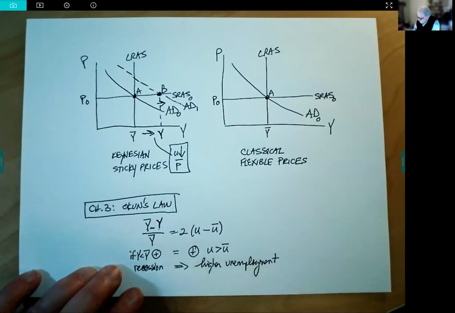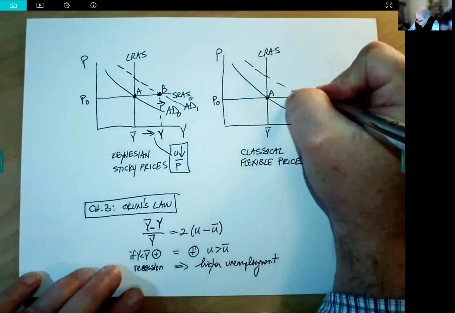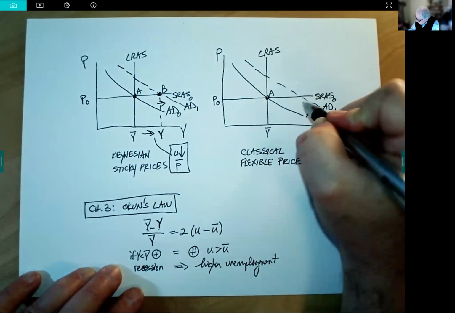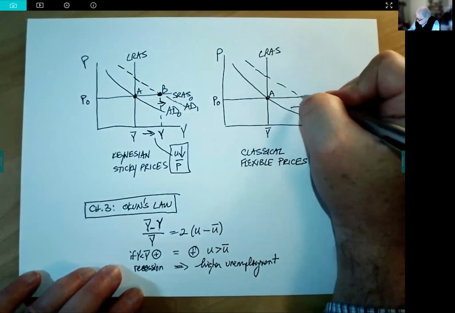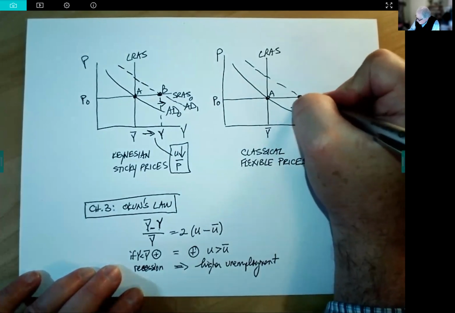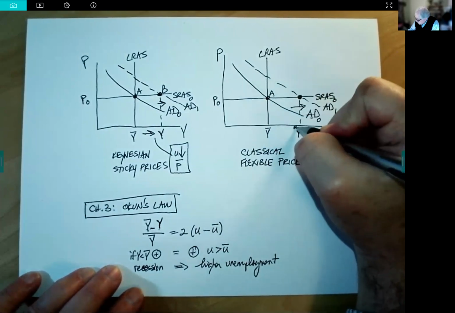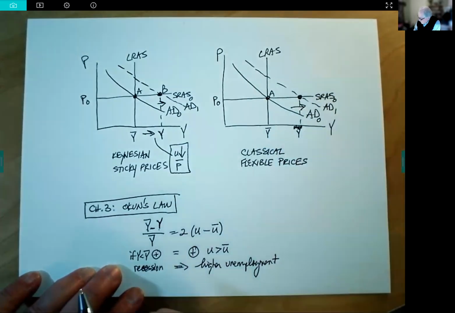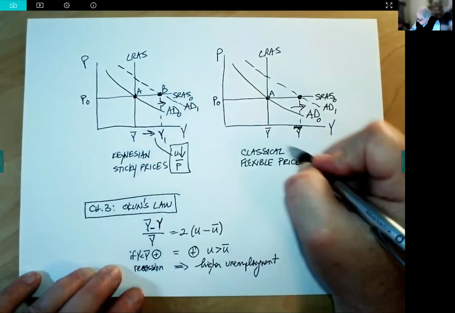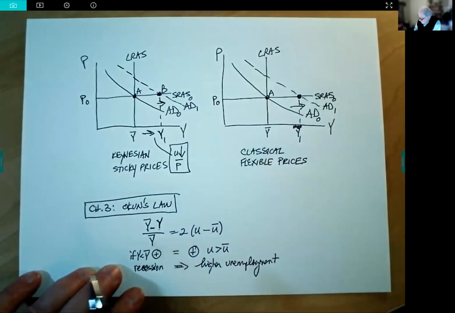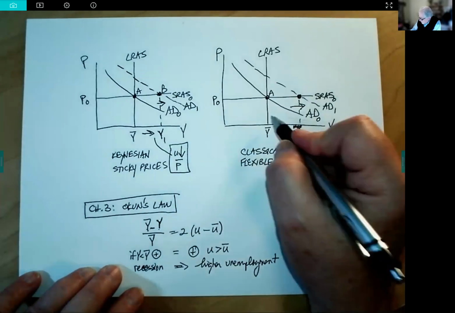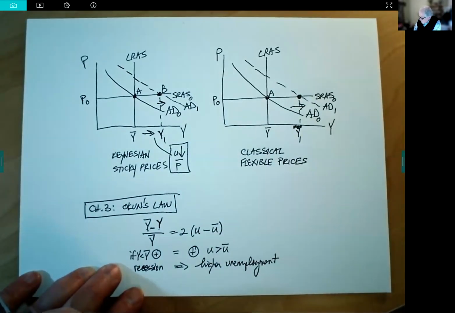In the classical model, if the aggregate demand curve shifts to the right, well, in the very short term, we get the same thing. The actual level of GDP, call it Y1, increases, and the unemployment rate would go down. We have a shortage of labor since we're beyond full employment. There are not enough workers around for firms to be able to hire.